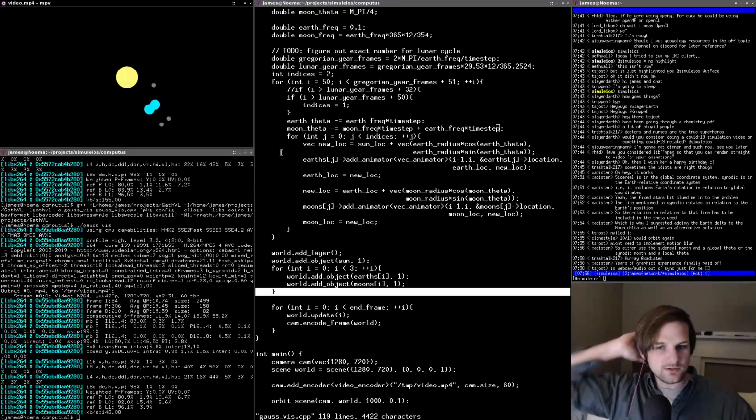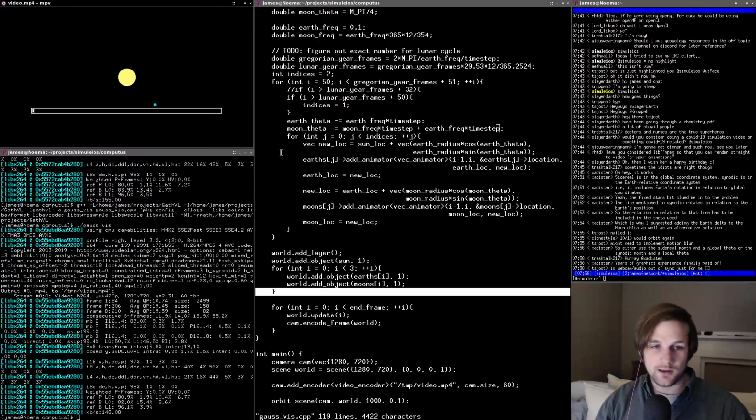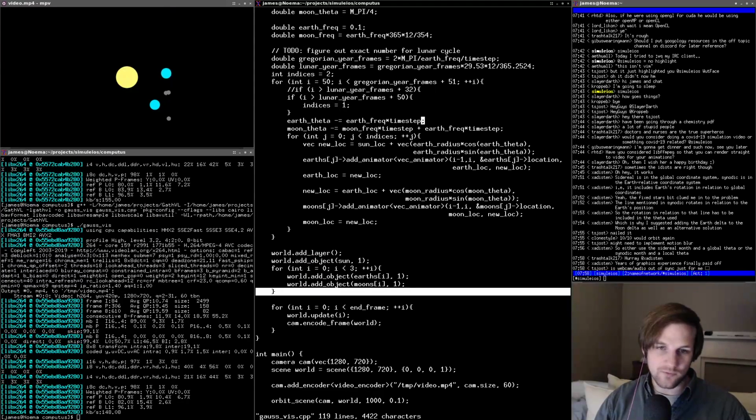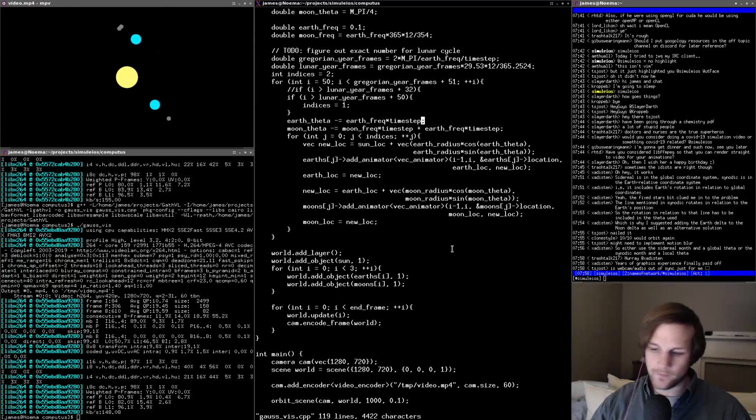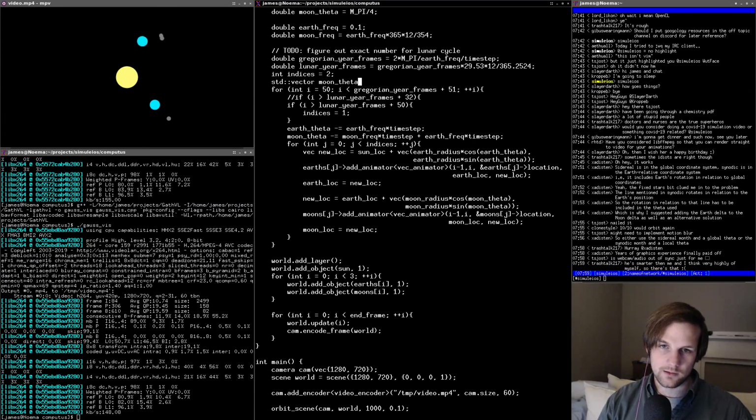So I'm going to create a theta vector, and we'll just go from there. This should be doable. Unfortunately, it means that we're going to have to push back a bunch of values, which isn't great on memory, but I apparently don't care about memory. So let's do std vector, and what are we going to call this? Moon theta, I guess.